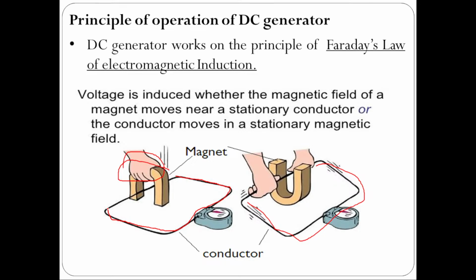So according to Lenz's law, whatever voltage is induced in the coil, that induced voltage will always oppose the cause producing it.